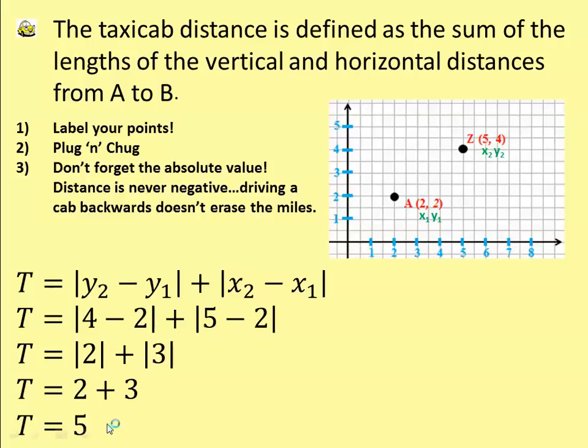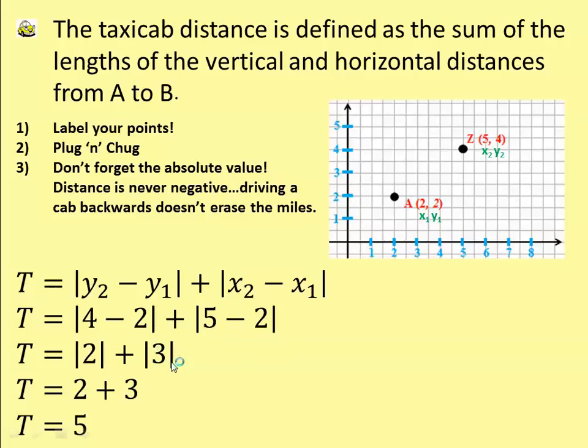Now don't forget the absolute value because distance is never negative. Driving a cab backwards won't erase the miles. So think of it that way. Here in this line I said t equals the absolute value of 2 plus the absolute value of 3. Well, the absolute values of those numbers are 2 and 3, so it works out pretty good.